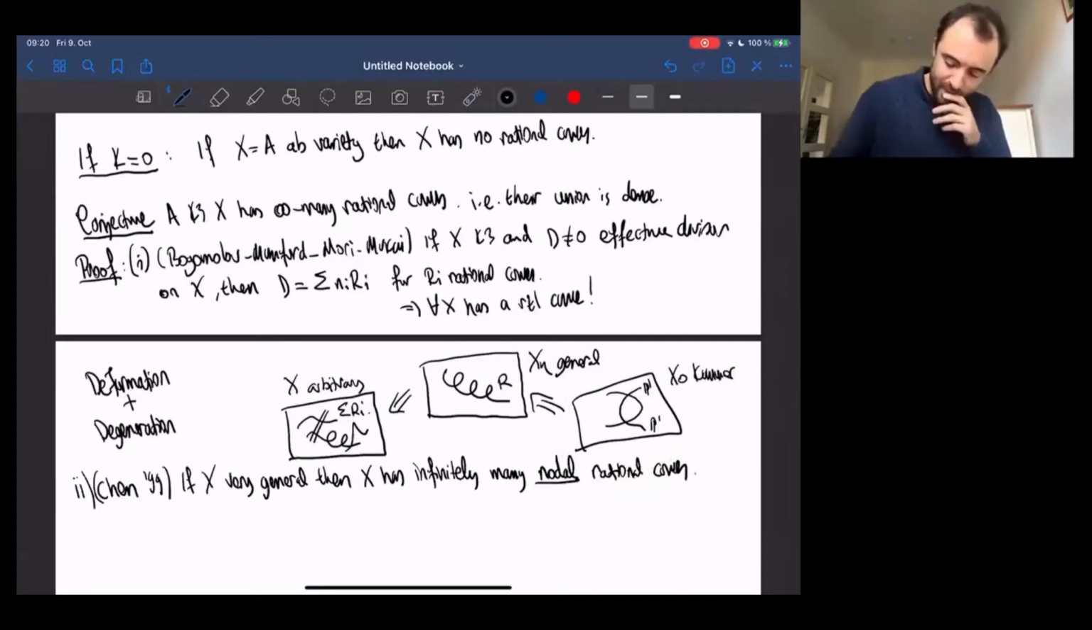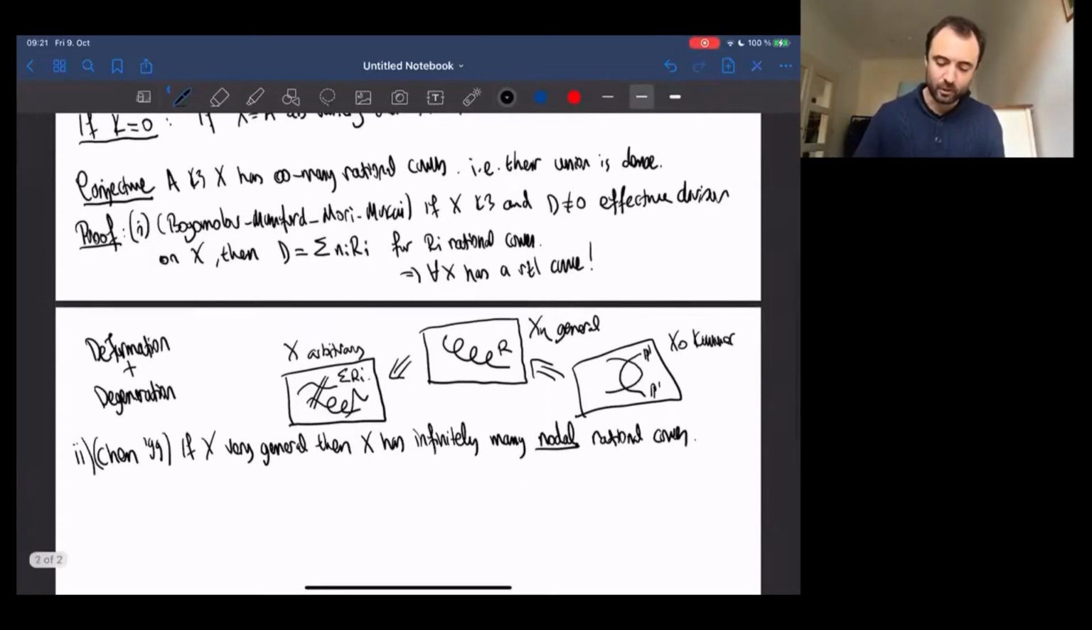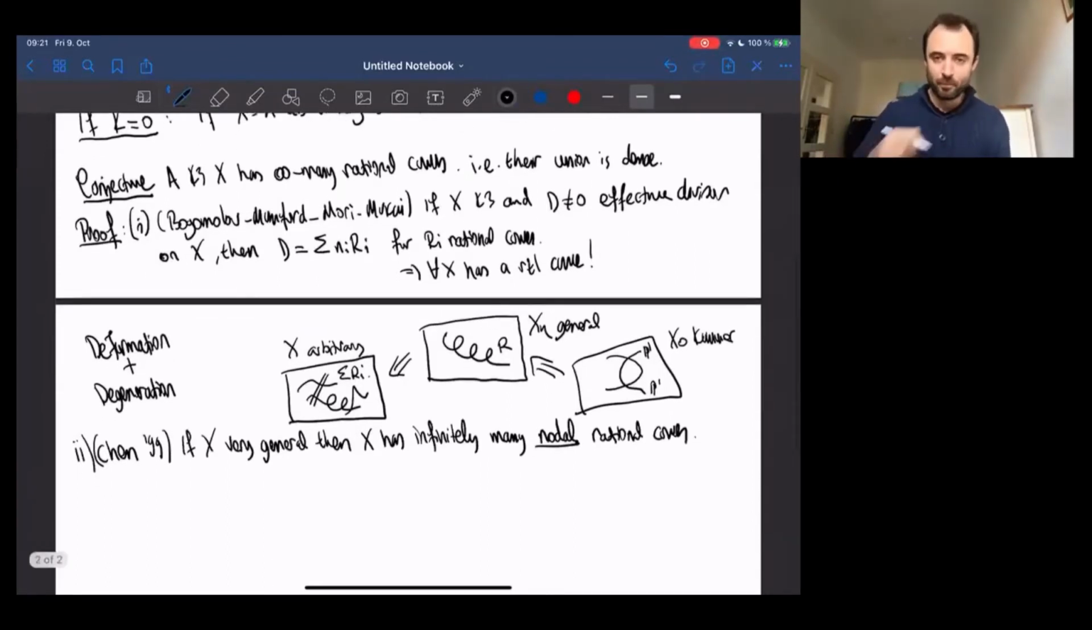But okay, if you look at this theorem, you think, well, we should be done now, right? Because we have infinitely many nodal ones on the very general one. Why can't we just specialize them to any K3? And actually, it turns out that this is completely not clear. And the reason is that when you specialize these curves, they could be breaking up into sums of multiples of a finite number of rational curves. So this is what I'm going to call the specialization problem. And it's something that we're going to have to deal with to prove the conjecture in general.